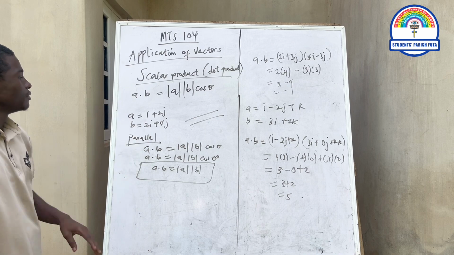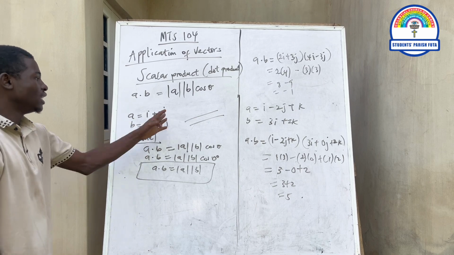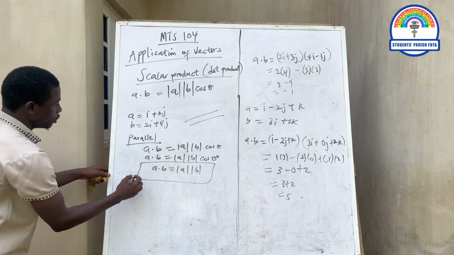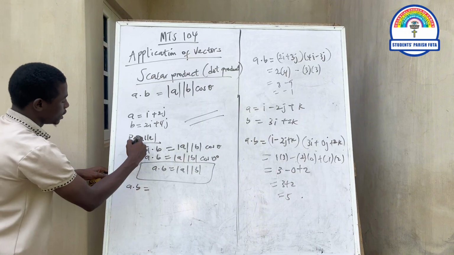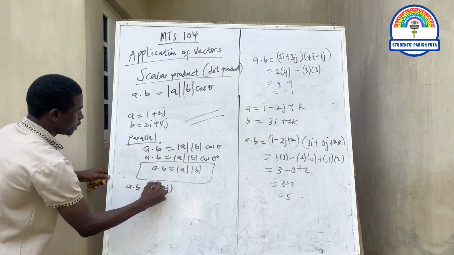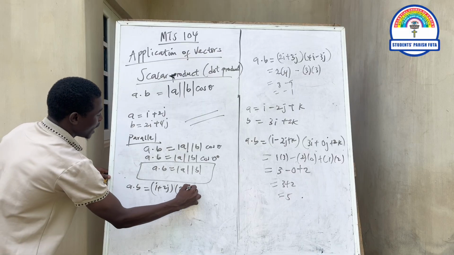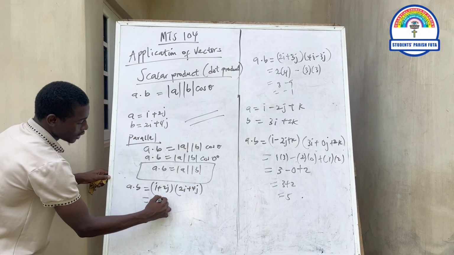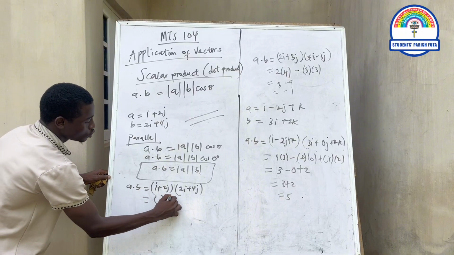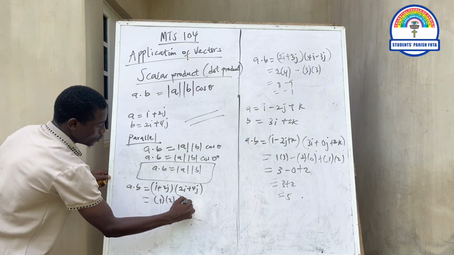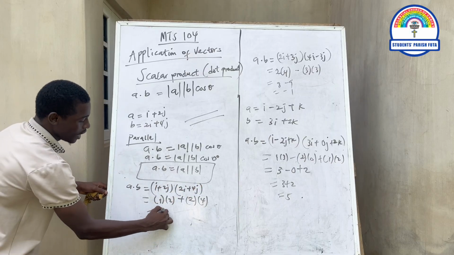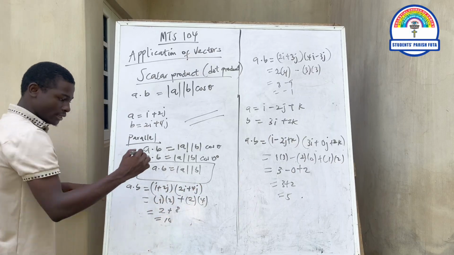So let's assume we are given a question that you have vectors A and B. Are these two vectors parallel? How do you know if they are parallel? Find A dot B. A dot B is i plus 2j times 2i plus 4j. This is how you do it: 1 times 2, plus 2 times 4. That is the short way to do the scalar product. So you have 2 plus 8, and that is 10.